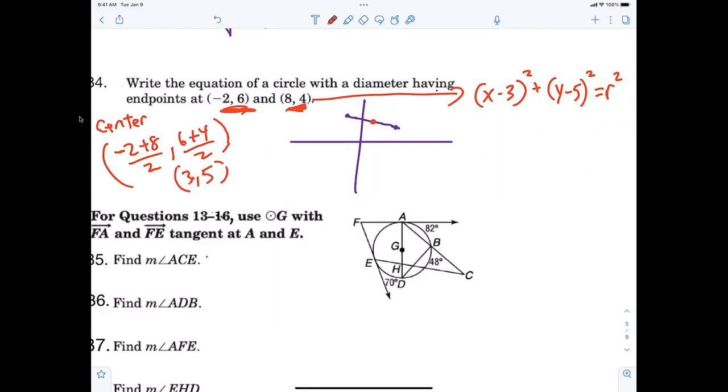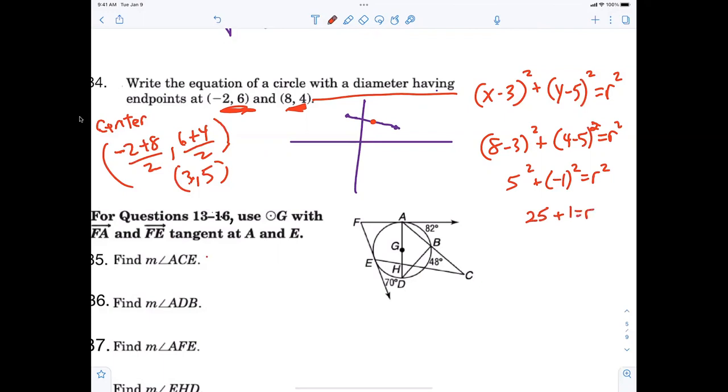Plug it in. So if I plug in 8, 8 minus 3 is 5. (8 - 3) squared plus (4 - 5) squared equals r squared. 5 squared plus (-1) squared equals r squared. 25 plus 1 equals r squared. R squared equals 26. So the radius was the square root of 26. Everybody agree with that?